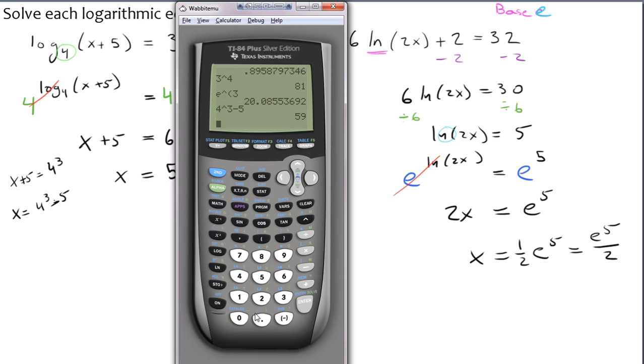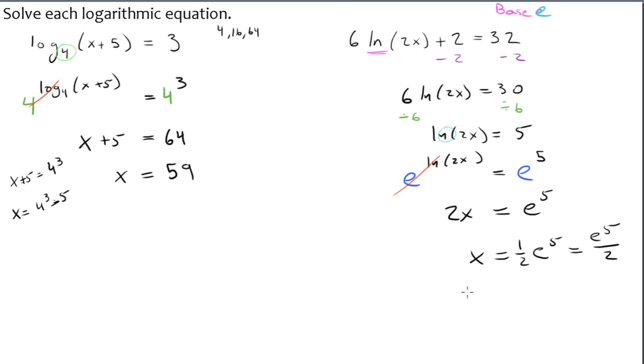So 0.5 times e to the 5th, and to 4 digits, that is 74.21. So x is approximately 74.21, but it is exactly 1/2 e to the 5th.